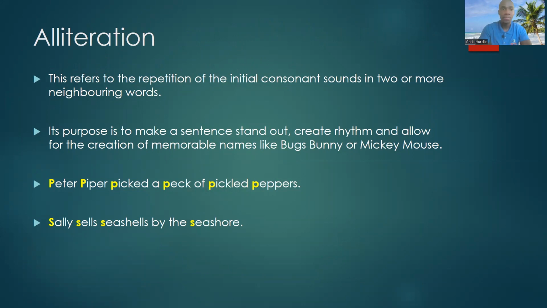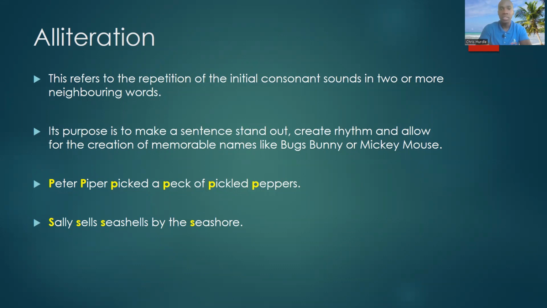What is alliteration? Alliteration refers to the repetition of the initial consonant sounds in two or more neighboring words. So from this definition, we observe two things. One, alliteration deals with consonants, and two, alliteration occurs at the beginning of words. So when you have a sequence of words, a sentence, a phrase, and many of the words begin with the same consonant, you know that that is an example of alliteration.